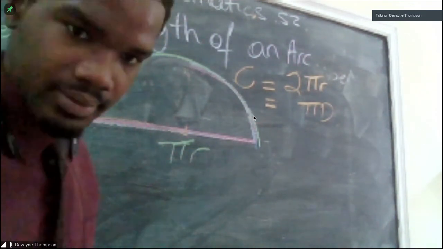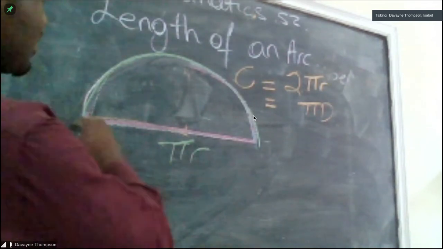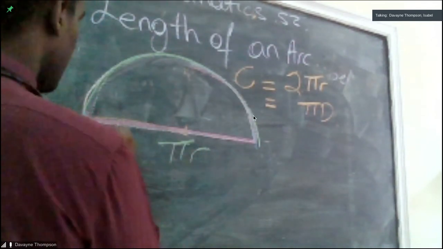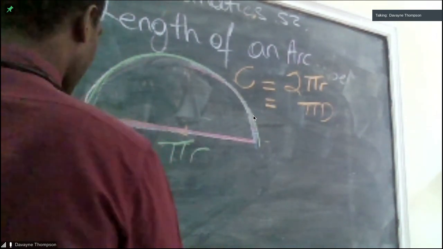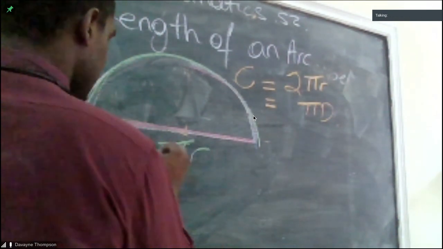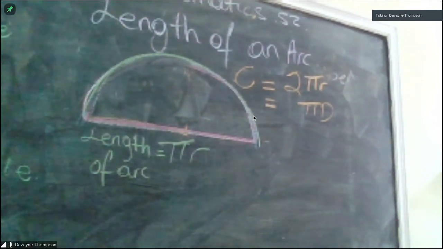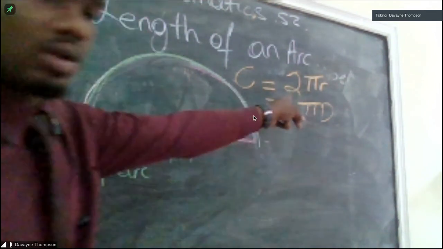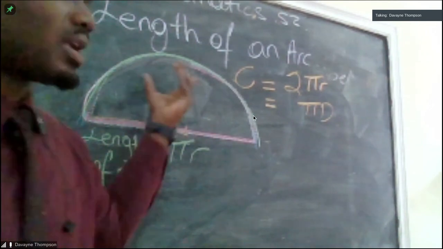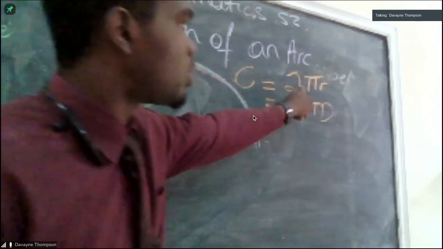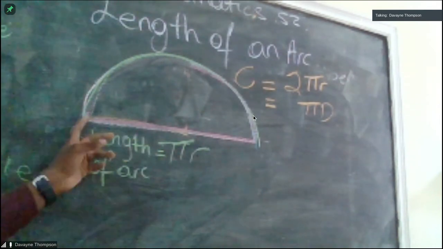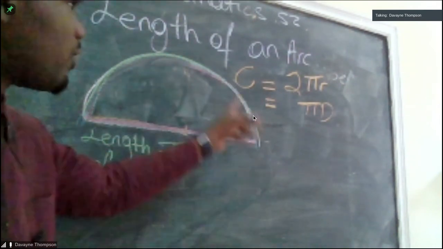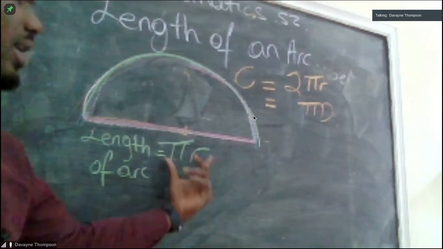Understand, everybody? So the length of this arc is equal to pi r. Why? In the formula, we calculate per semicircle. That's why we say 2 semicircles to make 1 circle. So if I want to find the entire length of 1 semicircle, I just say pi r.